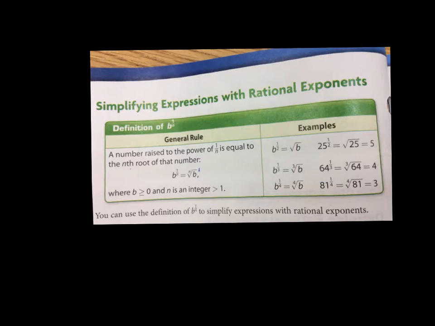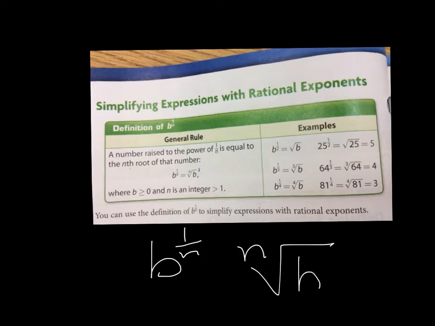Okay, this is simplifying expressions with rational exponents. Basically, a number raised to the power of 1/n is equal to the nth root of that number. If you have b to the 1/nth power, n is the index. So technically, we can rewrite it like this, b to the first power. The index is n, the 1 is the power. We've already discussed this in class today.